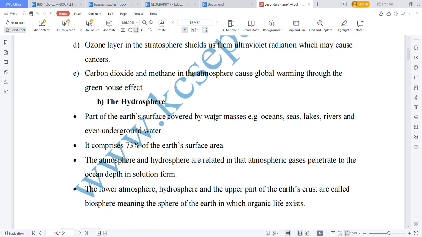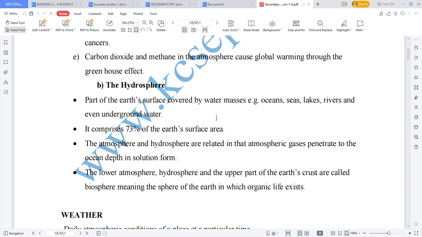So we are going to talk about part B, the hydrosphere. Remember, we are talking about the external Earth structure. We have just concluded talking about the atmosphere, and we were given even the importance or significance of the atmosphere. The next one we are going to talk about is the hydrosphere.